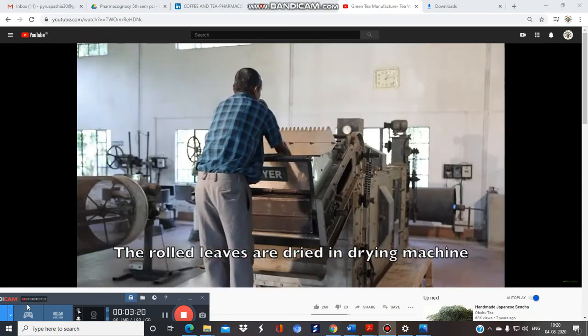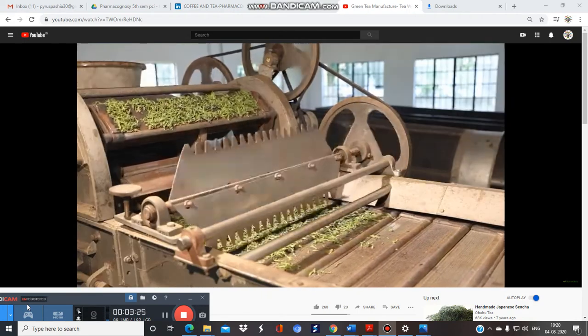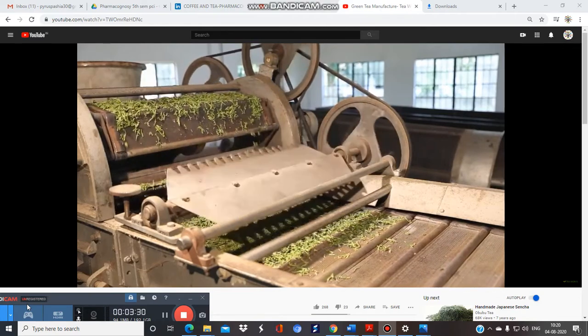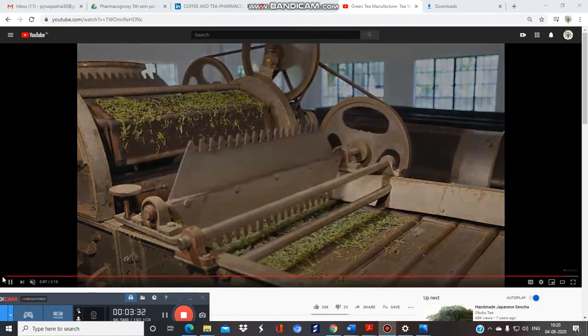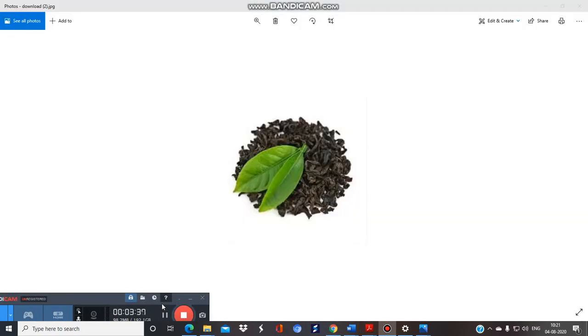Now the main step is the drying. The rolled leaves are subjected to the drying process. Here the drying process is done. After drying, the tea leaves are again shaken out on copper pans and roasted again till the leaves acquire a dull green color. Then the leaves are screened and graded into various varieties. This is the procedure of green tea.